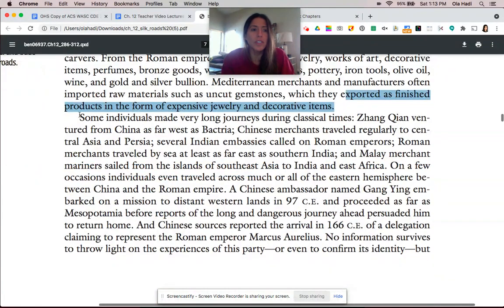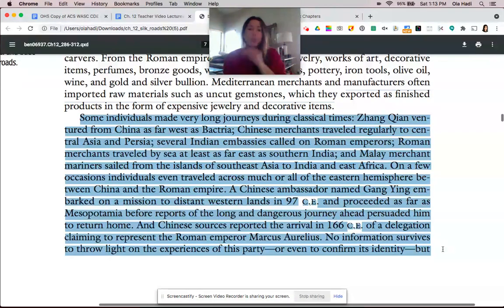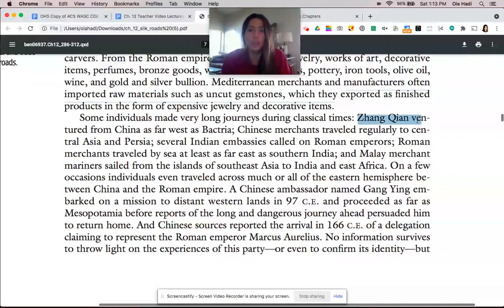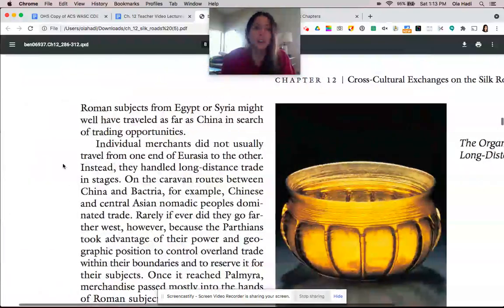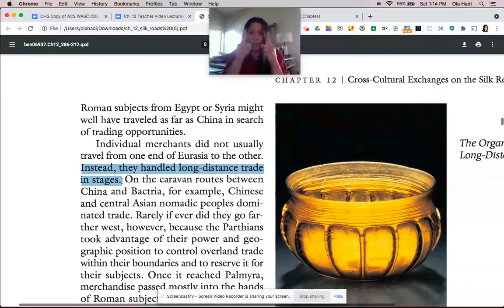Now, this next part is telling you that very few people traveled the entire distance of the Silk Roads, or traveled a long distance of the Silk Roads. Zhang Qian, who I mentioned earlier, is one of those examples. Another example your book describes is a man named Gong Ying, who traveled a long distance. There's also a supposed delegation from the Roman Empire that supposedly arrived in China, but we don't have very much information on that. But that was very rare. Most people did not go from one end of Eurasia to the other. Instead, they traveled in small stages from one section to the other.